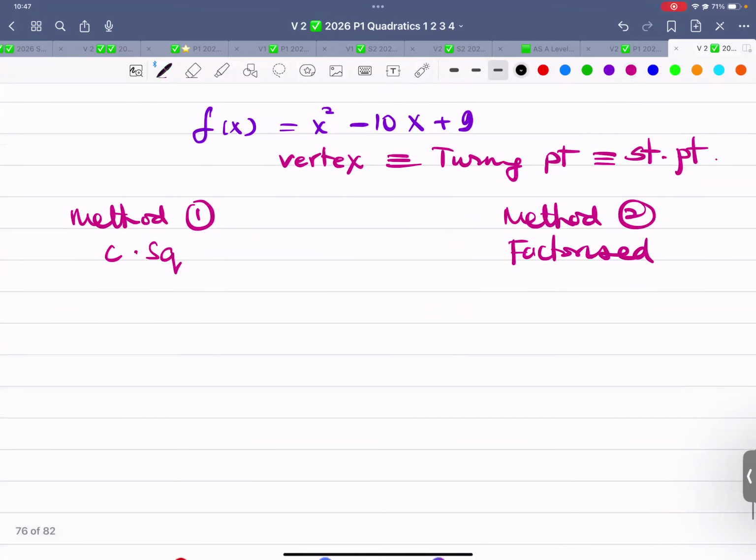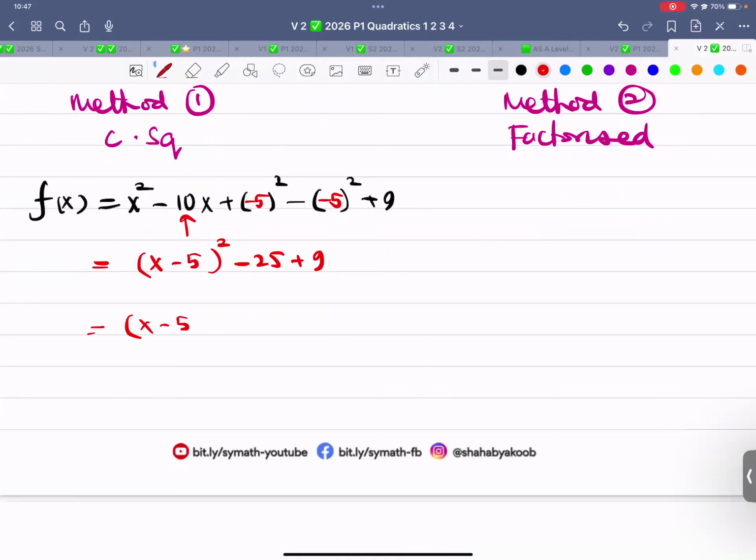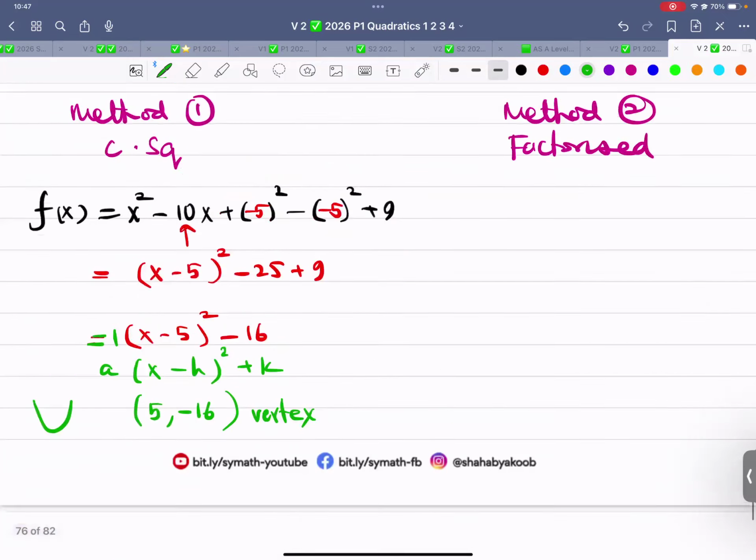First thing, f(x) is equal to x squared minus 10x plus bracket square minus bracket square plus 9. What goes inside the bracket? Half the coefficient of x, negative 5. This becomes x minus 5 whole square, and this is negative 25 plus 9. This is x minus 5 whole square. Negative 25 plus 9 is negative 16. Write the gold standard underneath it. a times x minus h whole square plus k. When nothing is written over here, that's 1. So that's the shape of the graph. Minus h is minus 5, h is 5, k is negative 16. That is the coordinates of the turning point, vertex, stationary point.